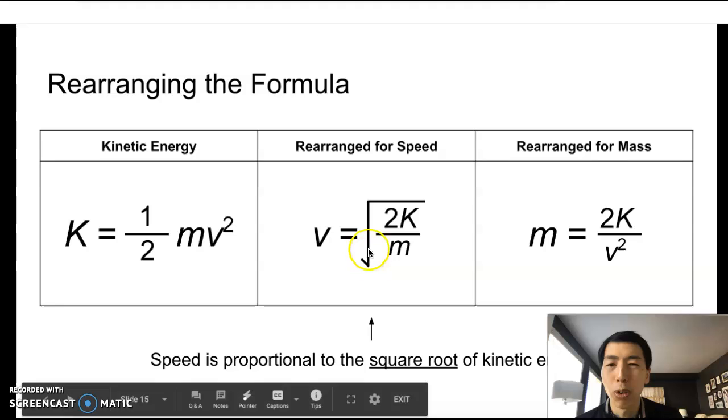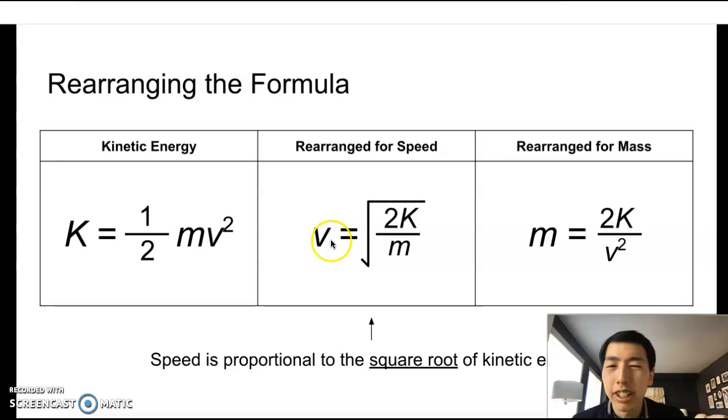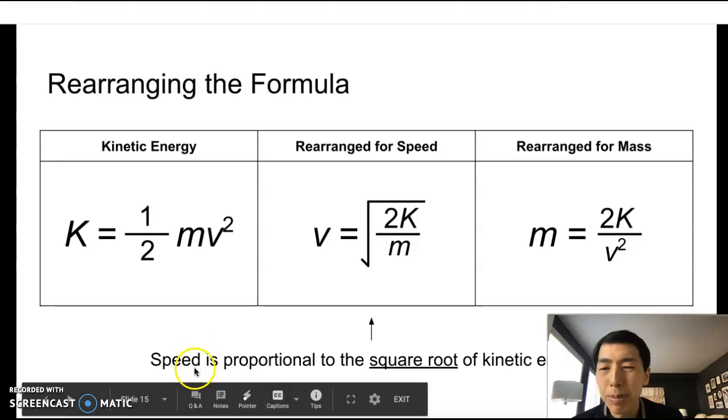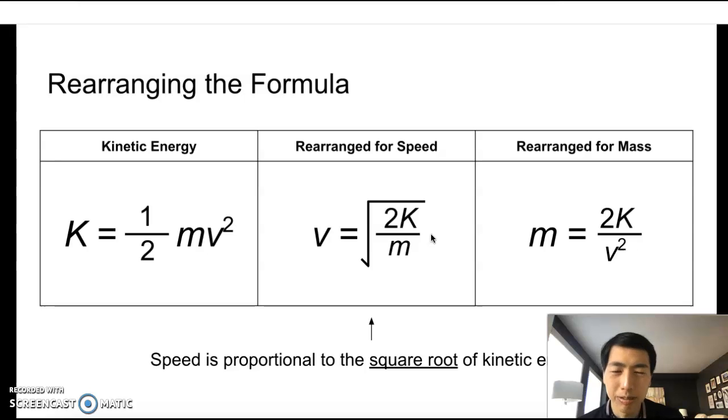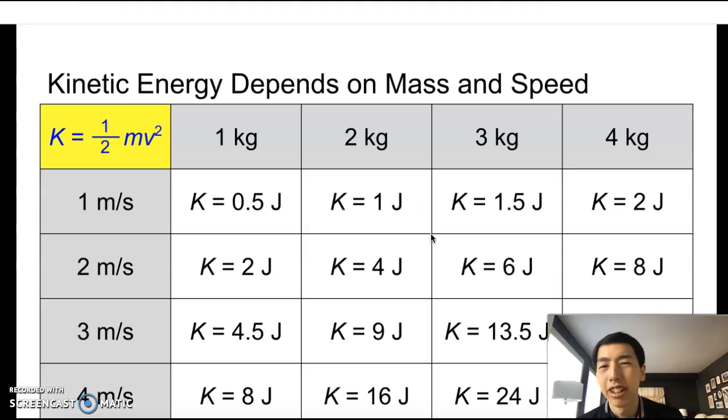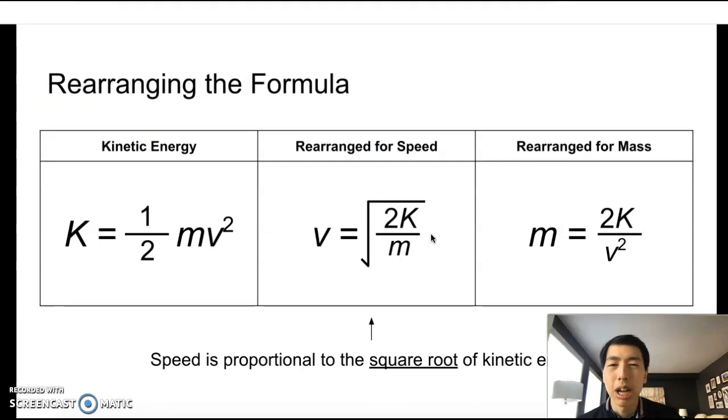But I will make one more point here, which you see in the note down below. When I rearrange it for speed, I get speed equals the square root of 2k over m. So what I can say is that the speed is proportional to the square root of the kinetic energy. And then I can ask questions similar to what we did in the table back here. But I'm going to explain that a bit more in the next video.